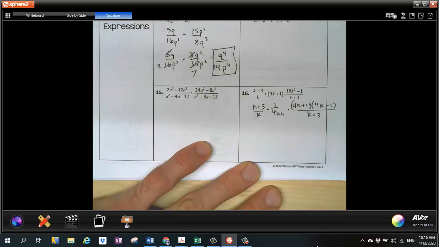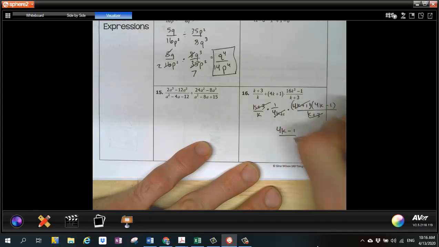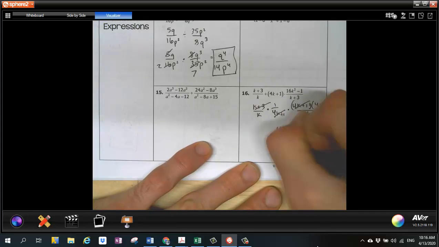Now some things cancel, right? Since it's all multiplication, I can cancel this number with this number, 4k plus 1. I don't know what the number is, but it does cancel. This number as well cancels, and I think that's it. So what I'm left with in the top is 4k minus 1, and what I'm left with in the bottom is just k. So there's my final answer.